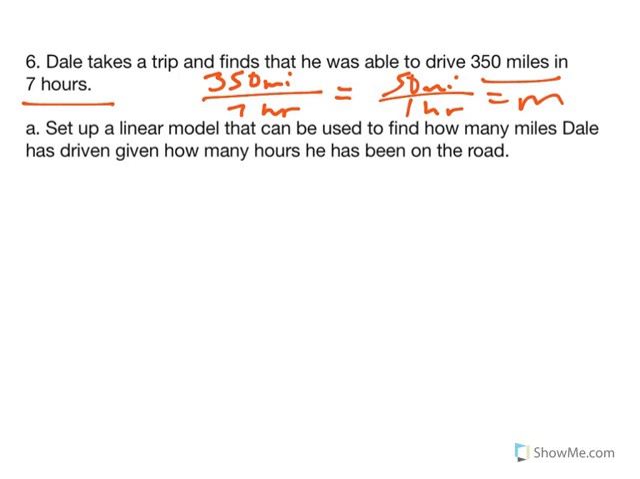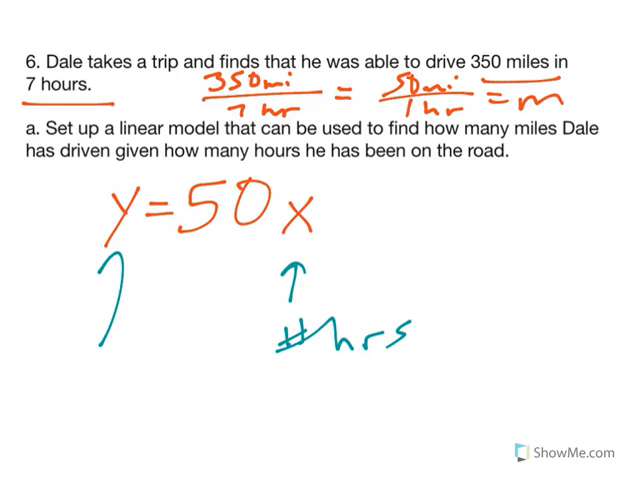So set up a linear model. If y is the number of miles driven and he can drive 50 miles an hour, then x is the number of hours and y is total miles. So it works for the information they gave us. If we plug 7 in for x, 50 times 7 is 350, then his total miles is 350. So sometimes it helps to write an equation and think about what you have, and use the information they give you to see if that equation makes sense.